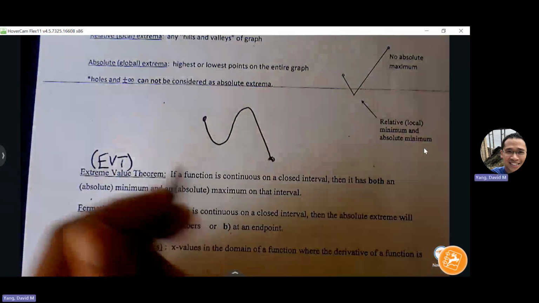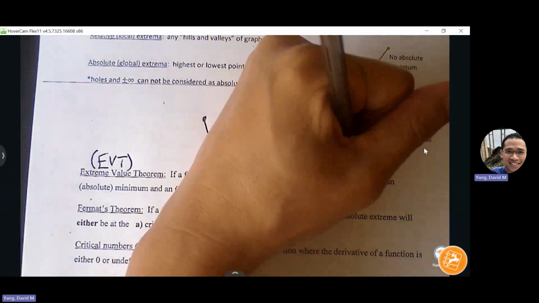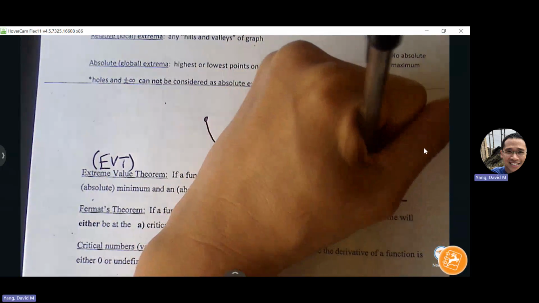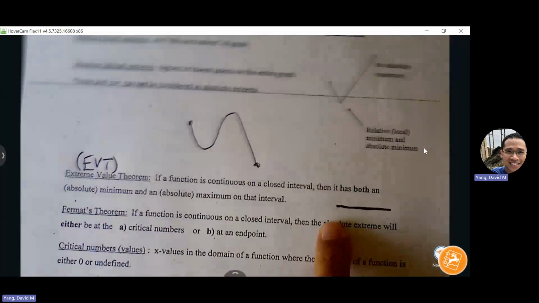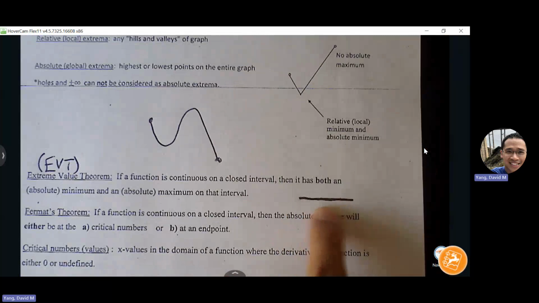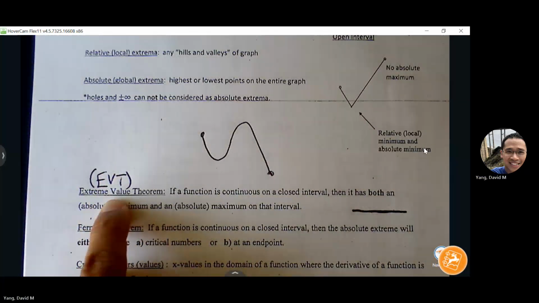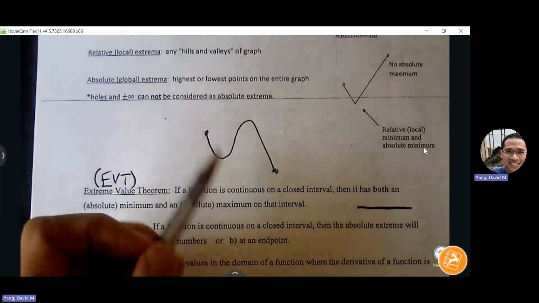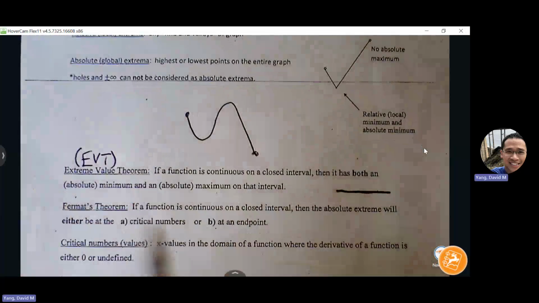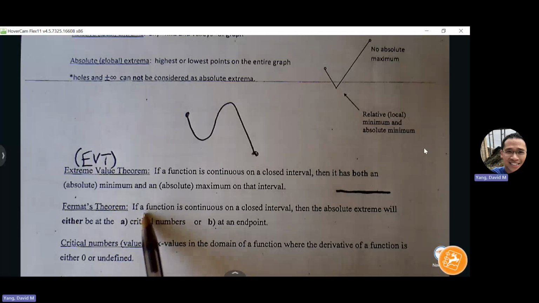Now, there's kind of an exception to this, and that is if I have a horizontal line, then there's only one y value in this entire graph. So this y value is considered both the absolute max and the absolute min. It's just all one value. But typically, we're talking about curves. So let me go through the rest of this theorem, which is related to extreme value theorem.